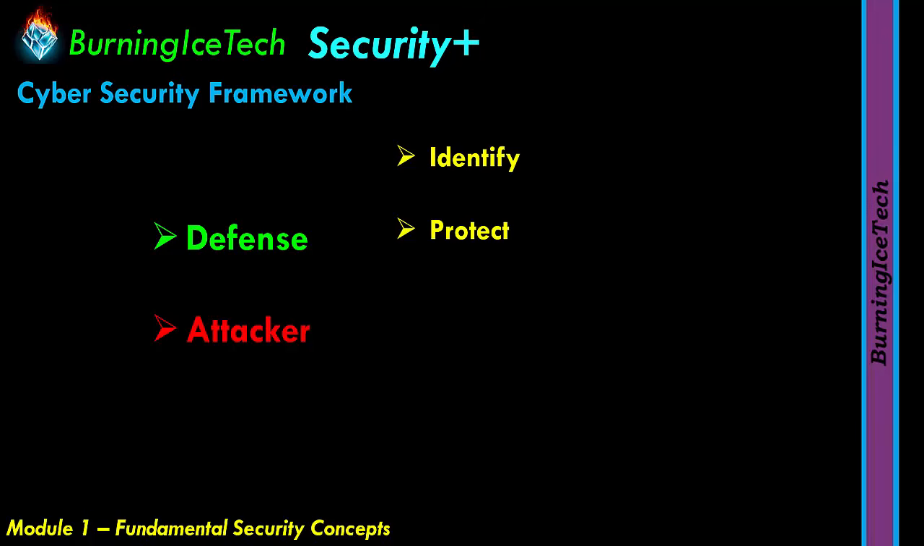Step 3, folks, detect. Now you get to go and use your fancy monitoring software, your CCTV, your antivirus, your firewall. Those things are used to detect potential threats. Now, yes, sometimes you're going to get false positives. That means it's going to detect something, but it turns out to be false. It's not really a threat. Well, we call that a false positive. It's a false alarm, in other words.